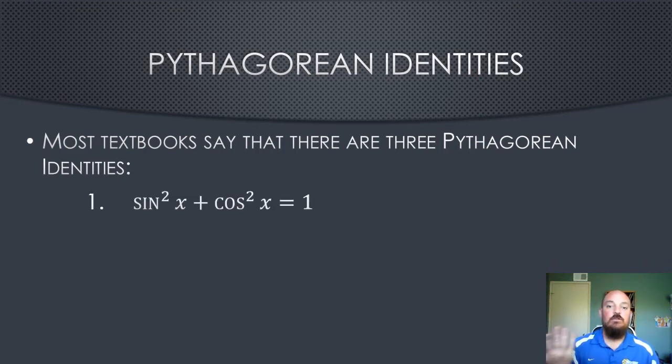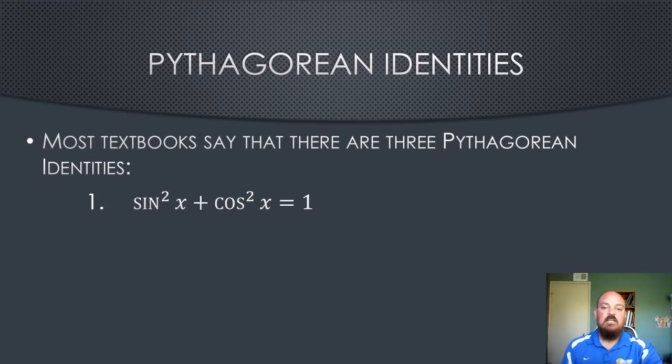There is what I consider the main one, which is sine squared x plus cosine squared x equals 1. And I showed you where that came from on a different video, the one called Deriving the Unit Circle. If you want to see, go back and watch that video. But basically, that's the main Pythagorean identity.